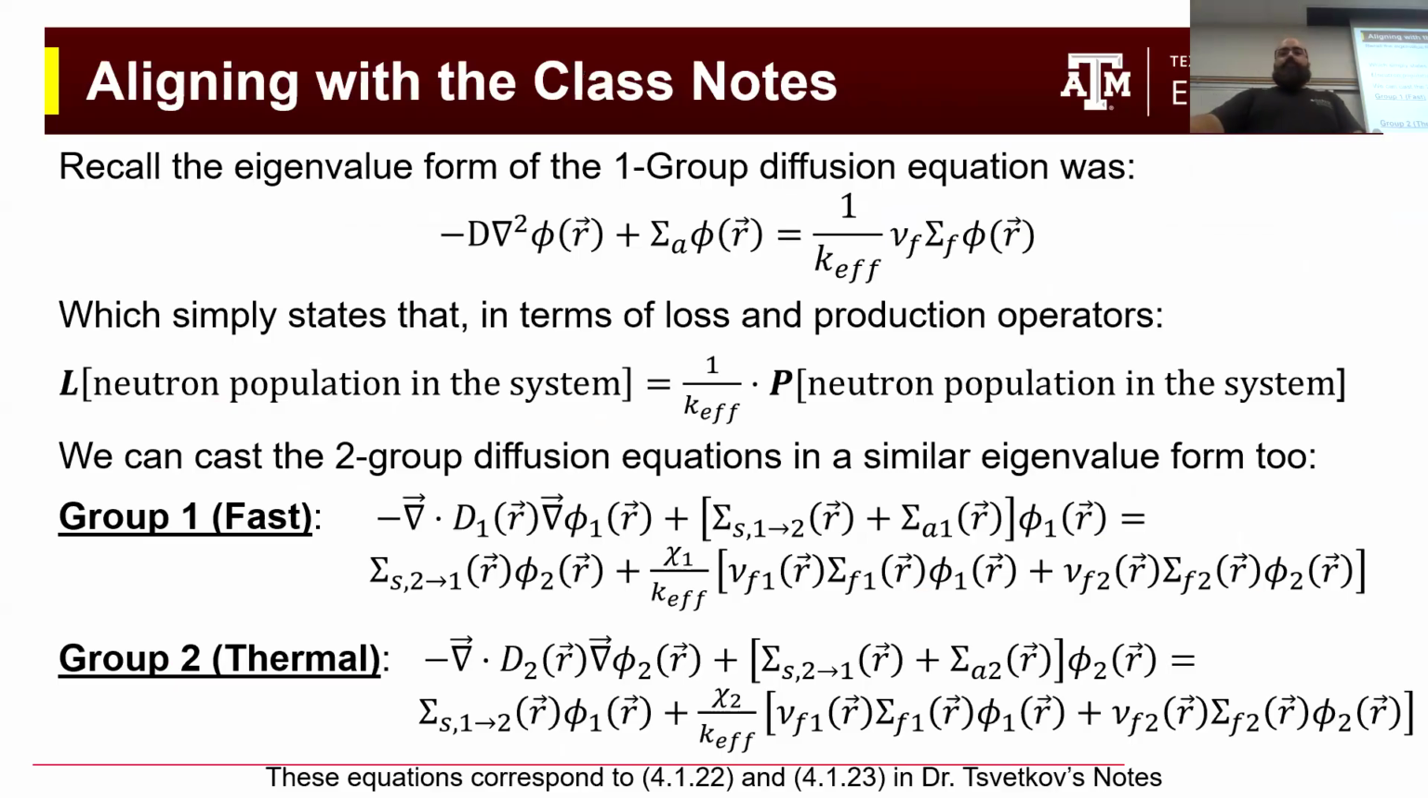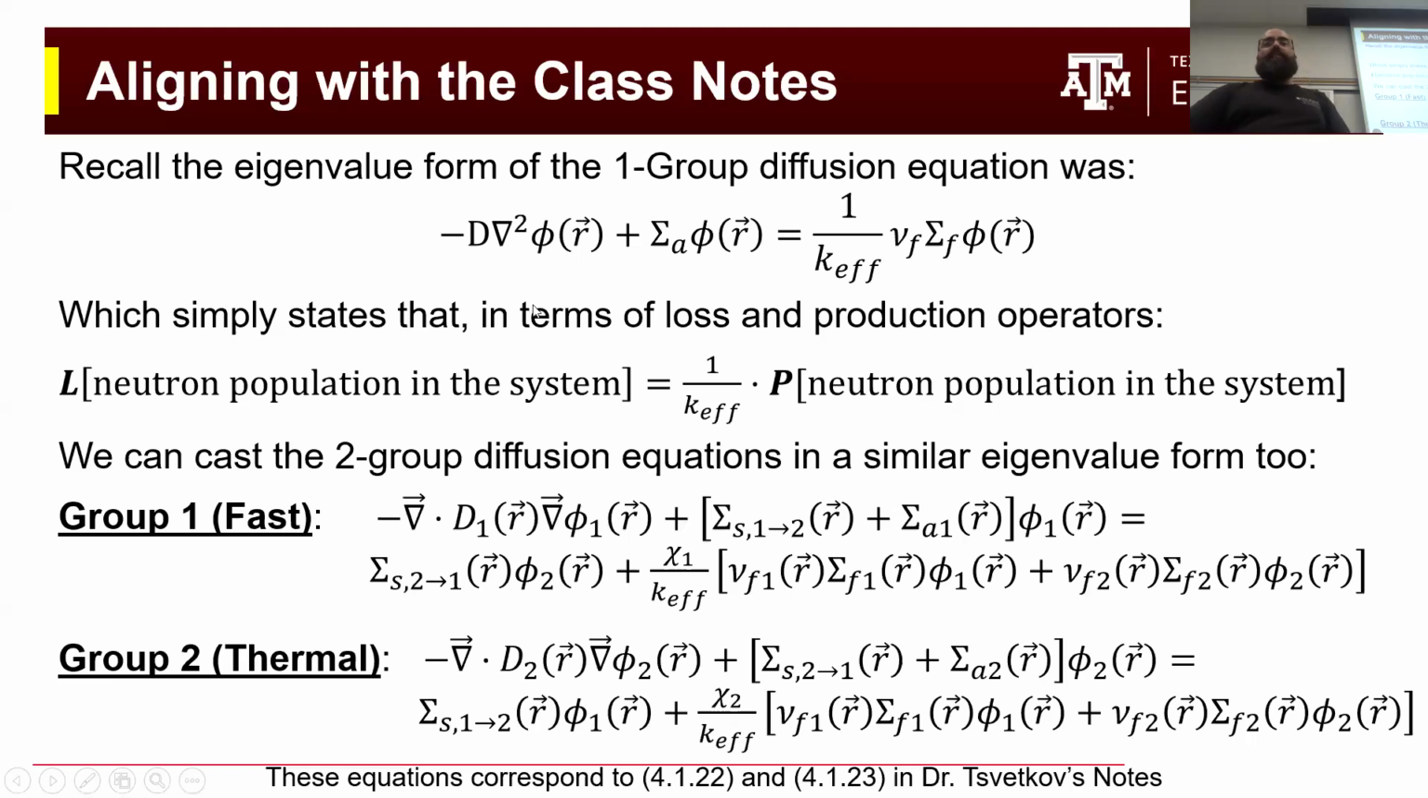And then this is just helping us to see how what we've just set up aligns with Dr. Svedkov's notes. So when we did one group diffusion, we wrote our one group diffusion eigenvalue problem like this. And then we mentioned that this form of the equation looks just like me saying I have this loss operator operating on my neutron population, and that equals 1 over k effective times the production operator operating on my scalar flux. Or operating on my neutron population.